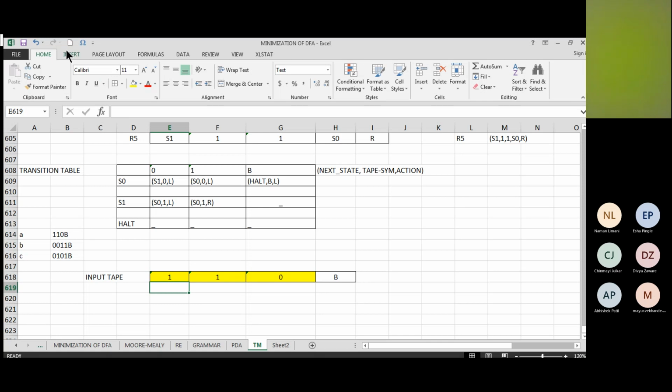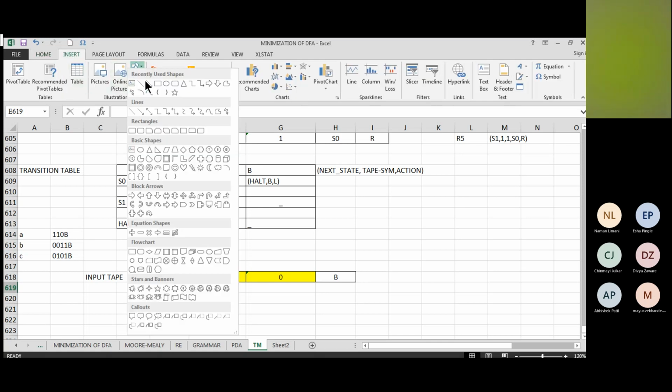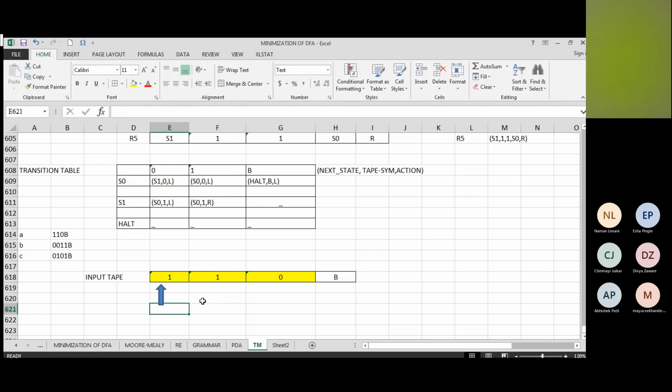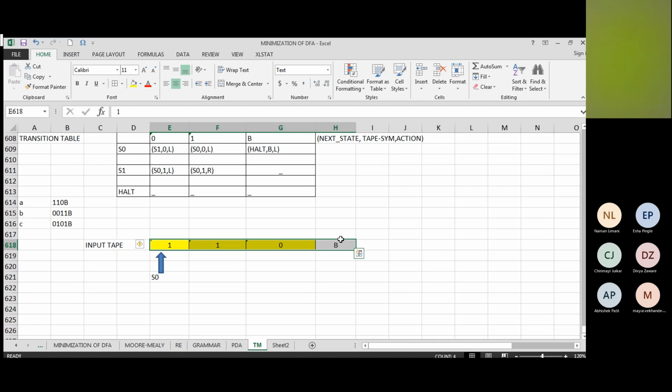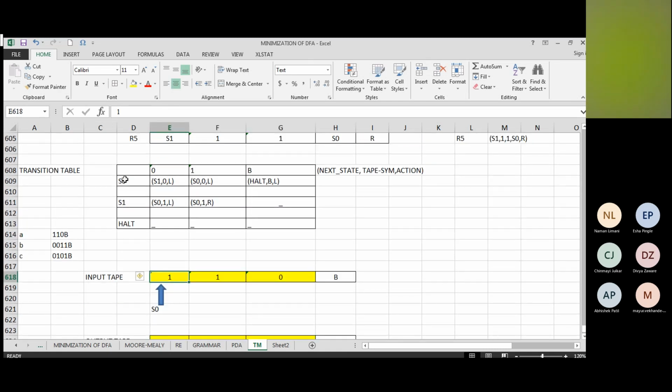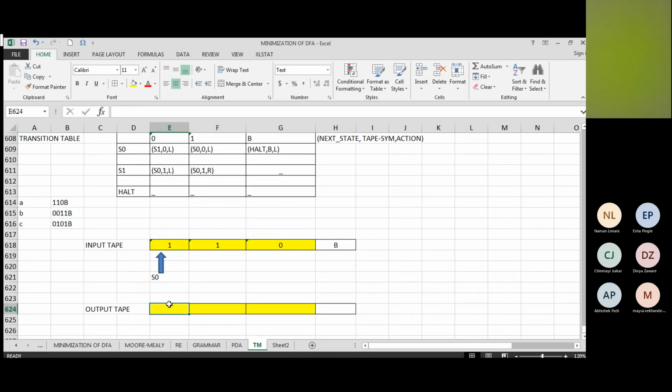So we process this leftmost one starting with the initial state. Initial state we consider as S0. So S0 when processes, we will have this as output on the output tape. S0 when processes 1 converts it to 0.